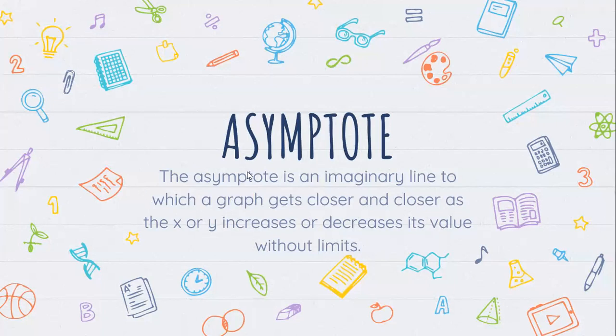Ibig sabihin, class, yung asymptote natin is yung imaginary line kung saan yung graph natin, padikit lang siya ng padikit doon, pero hindi talaga siya magko-cross or mag-meet or mag-intersect sa ating asymptote. Okay? Mamaya, bibigyan ko kayo ng example ng asymptote pag nag-graph tayo ulit.